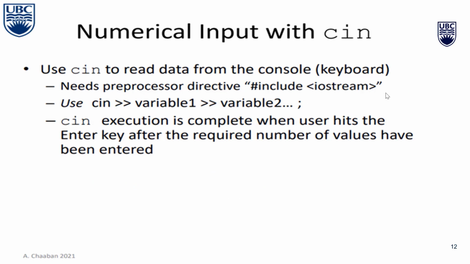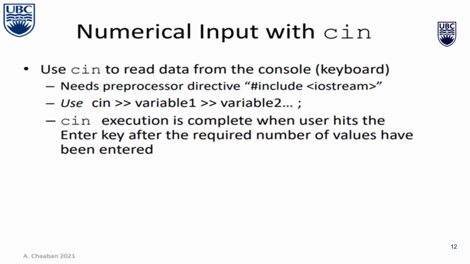Now let's talk about numerical input with cin object. We use cin object to read data from your keyboard. Cin object, as I told you, we use the preprocessor directive #include input-output stream to enable us to work with the input and the output objects. And we have here cin as input object. So in order to be able to use cin, we need to use the preprocessor directive #include input-output stream.